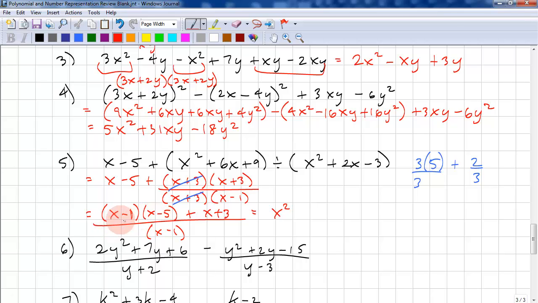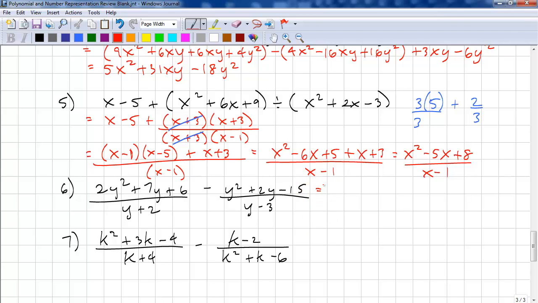Minus 1 minus 5, that's minus 6x. Minus 1 times minus 5, that's positive 5. Plus x plus 3 over x minus 1. Add the like terms. There's only one x squared. We have minus 6 plus 1, it's minus 5x. 5 plus 3, that's 8. And that completes that one.